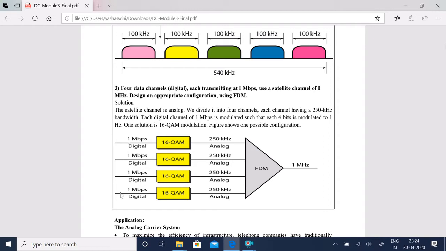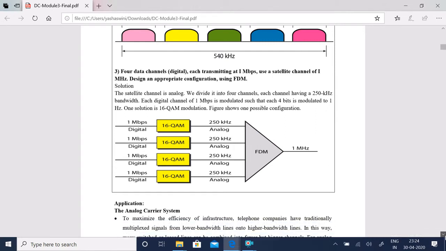We can do this by converting the digital signal of each 1 Mbps channel into an analog signal of 250 kilohertz by passing it through the 16 QAM scheme. What do we mean by QAM? It is quadrature amplitude modulation. By doing this, you are converting your digital signal into an analog signal. Since this 1 megahertz has to be shared between 4 channels, each channel capacity would be 250 kilohertz. So this is the possible configuration for the data given.